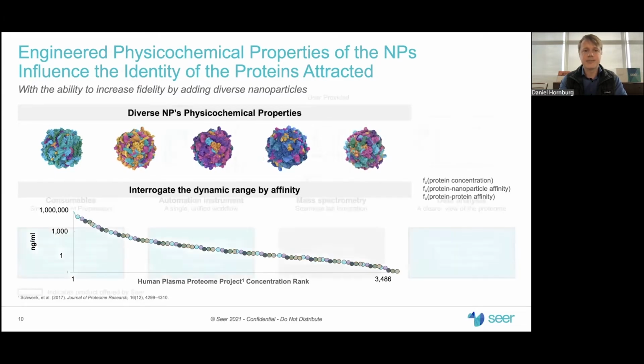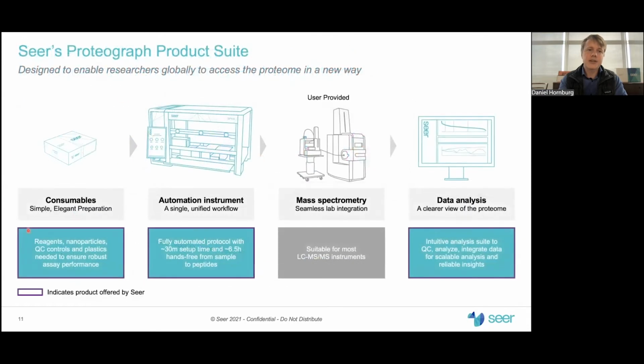We have integrated this whole workflow and this whole concept into the Proteograph, which is coming with all you need to get from your biosample to the insights. So we start out with the consumables that contain all the peptides and all the particles that you need for proteomics interrogation. And we have integrated that into a liquid automated handling processing device, which takes you from your biosample to your peptides in roughly 7 hours.